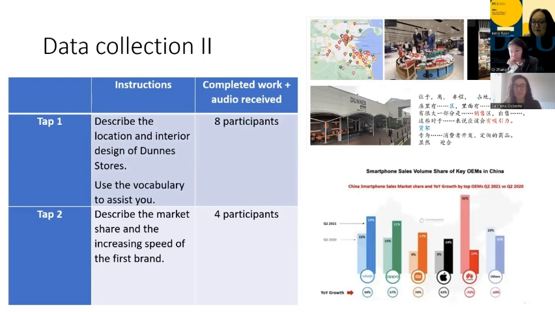In terms of the completed work and audio received, 8 participants submitted the first task and 4 participants the second one. Although this wasn't graded, the students were told they would get good feedback, which would help them for their final exam. Some students were quite eager to submit and get feedback, but participation wavered a bit in the second one. Still, we have over 130 minutes of data gathered, so the data is quite rich, which we were delighted to see.